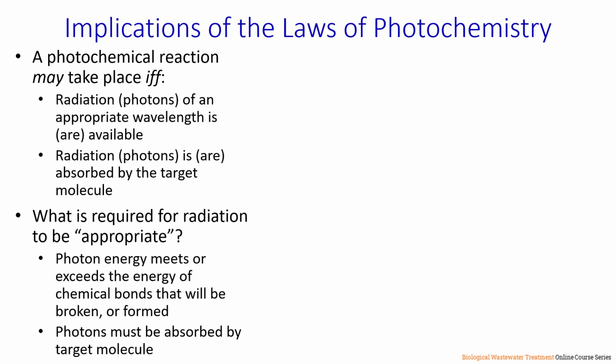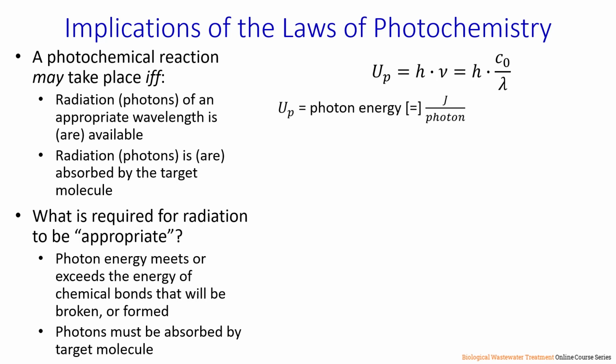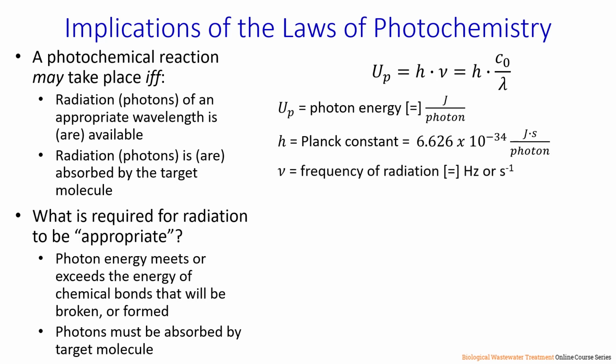In other words, all of the energy for that process comes from the photon. So the energy associated with the photons that are being absorbed must be sufficient to break or form a new bond. Also, we know that those photons must be absorbed by the target molecule. Next, let's consider what is the energy associated with a photon. That's defined by this relationship, specifically where the photon energy, U sub p, is described as the product of the Planck constant and the frequency of radiation.